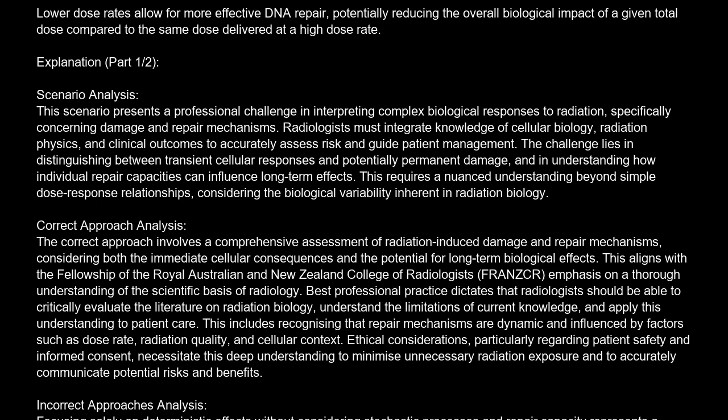This includes recognizing that repair mechanisms are dynamic and influenced by factors such as dose rate, radiation quality, and cellular context. Ethical considerations, particularly regarding patient safety and informed consent, necessitate this deep understanding to minimize unnecessary radiation exposure and to accurately communicate potential risks and benefits. Incorrect approaches analysis. Focusing solely on deterministic effects without considering stochastic processes and repair capacity represents a failure to grasp the full spectrum of radiation injury.